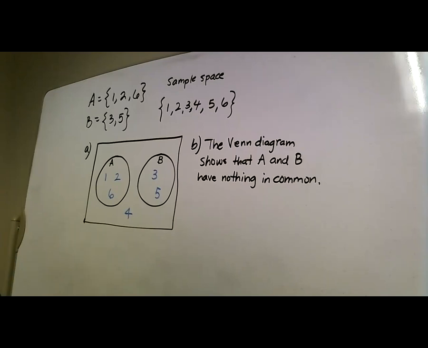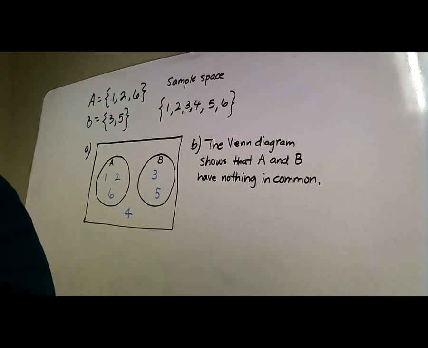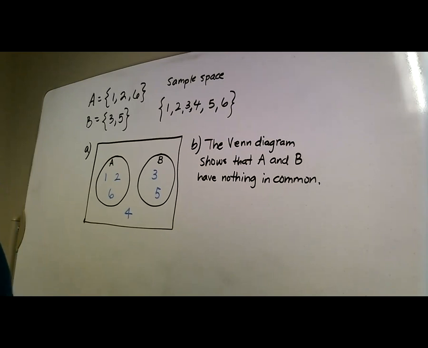Right? Any questions about problem number 1? Because all they're doing is just asking you for a Venn diagram created from what's given to you for A and B and the sample space, and then interpret what that means to show that A and B are mutually exclusive events.